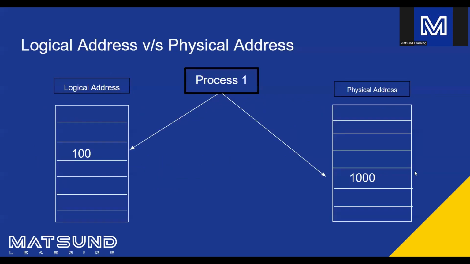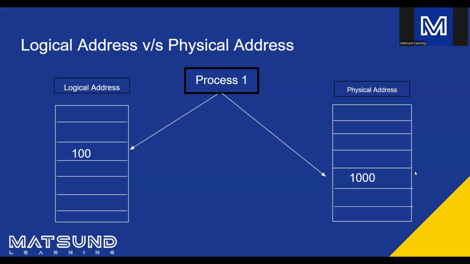This slide is a visual demonstration of the key difference between logical and physical addresses. It is crucial for understanding how memory is allocated and used by a process in an operating system. The logical address on the left is 100 for process 1. From the perspective of process 1, it requests memory at logical address 100. This is a virtual address that the process believes corresponds to its memory.